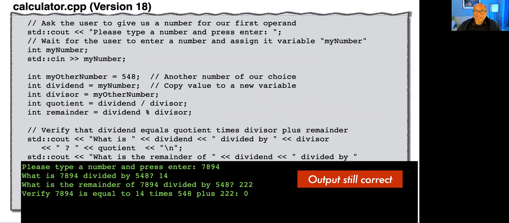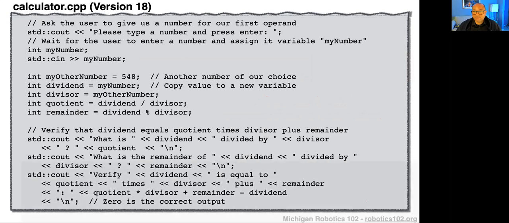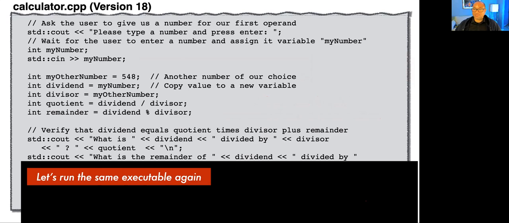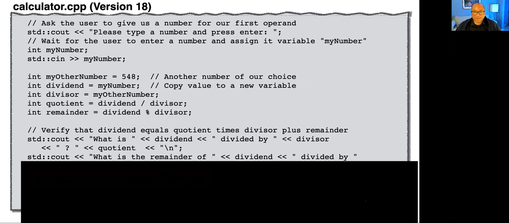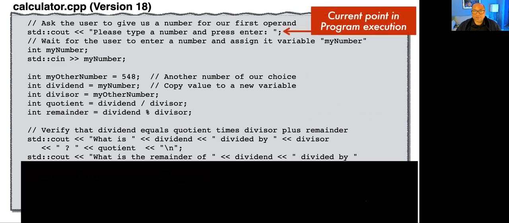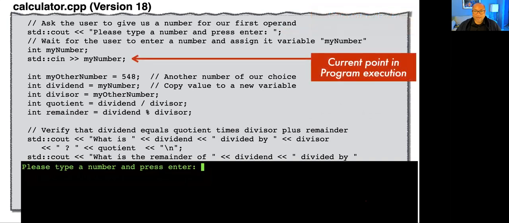So we only have one magic number left, and that's 548. But before we do that, let's note that we can run that same executable over and over again, and without changing anything in our code, we can perform division of any number by 548. So when we run again, we're going to start our current point in execution. We'll print. We'll ask for a number.